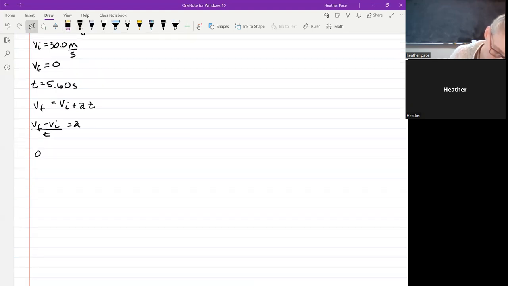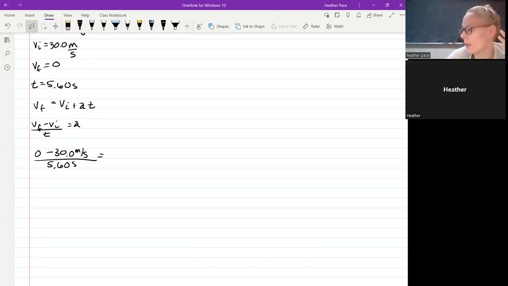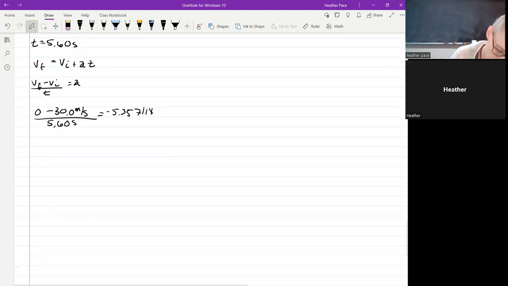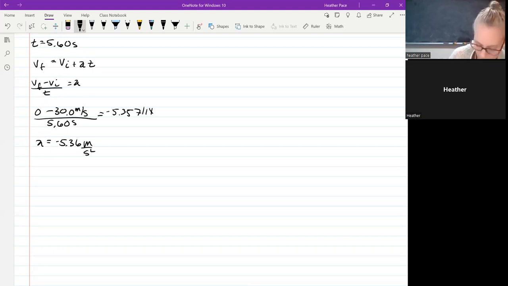Plug in a number: 0 minus 30, all over 5.60 seconds. We get 5.35... or a equals negative 5.36 meters per second squared. What is a negative acceleration? Negative acceleration means we're slowing down instead of speeding up. Here's our answer.